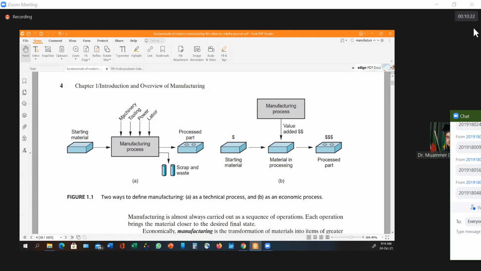Machinery is probably capital cost. You buy it one time or very occasionally, but tooling is something you have to replace from time to time. So it's a recurring cost. Power is overhead, right? You always have to pay for electric bill and others. Labor is also an overhead cost. You have to pay for labor. So all of these expenses. Plus there are more, right?